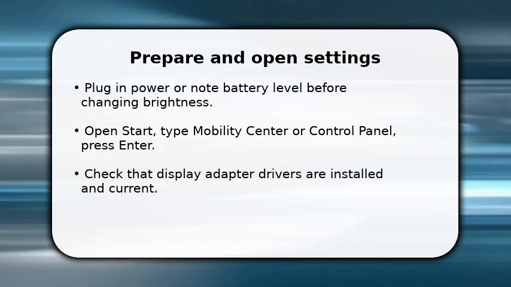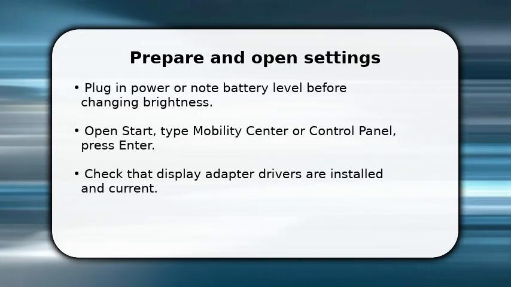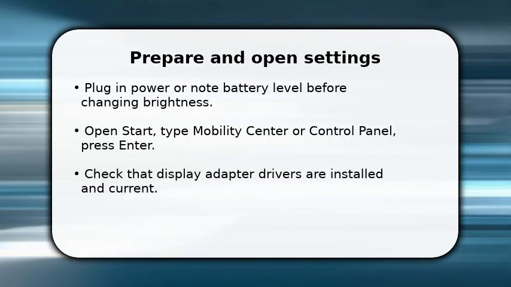Enjoy the video. You begin by making sure power state is stable. Plug the laptop in or note the battery percentage so brightness changes behave predictably. Next, open the Start menu and type Windows Mobility Center. Press Enter to open it quickly. You do this because Mobility Center consolidates brightness controls.